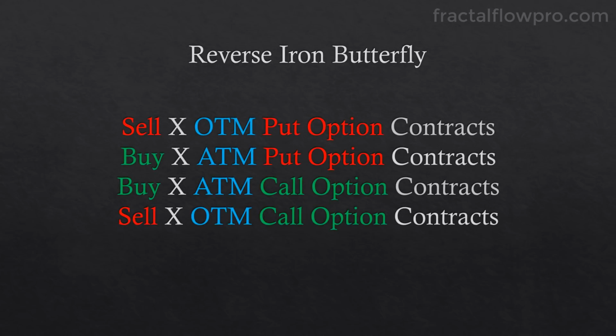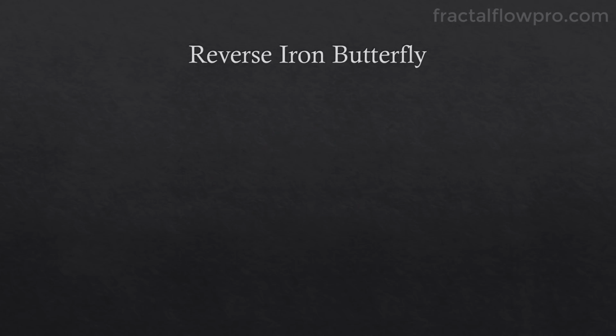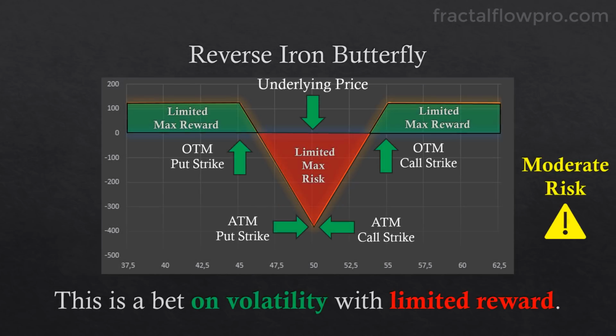It involves selling X number of out-of-the-money put option contracts, buying an X number of at-the-money put option contracts, buying an X number of at-the-money call option contracts, and selling an X number of out-of-the-money call option contracts. In terms of payoff, the reverse iron butterfly provides a maximum reward if the underlying goes above the out-of-the-money call or below the out-of-the-money put. The maximum risk is at the at-the-money strike price.